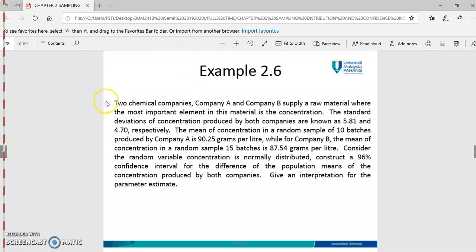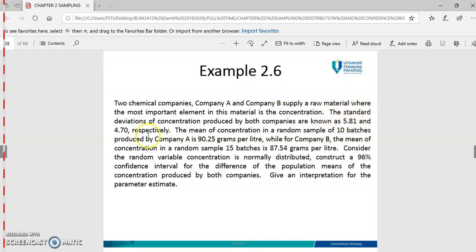Okay, so we have two chemical companies, company A and company B. So two different companies, so two different populations. So we have independent sample. They supply a raw material where the most important element in this material is the concentration. The standard deviation of concentration produced by both companies are known as 5.81 and 4.70 respectively.